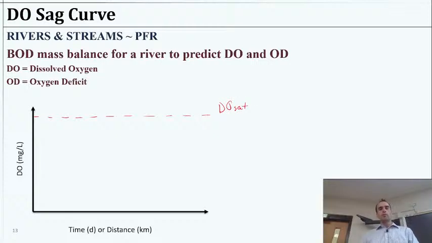If that's our DO saturation, then typically our normal river water will not be totally saturated, right? There's some natural oxygen demanding substances. So unless we just passed a waterfall or something, we expect that it's probably not going to quite be at saturation. So we might start just a little under it.